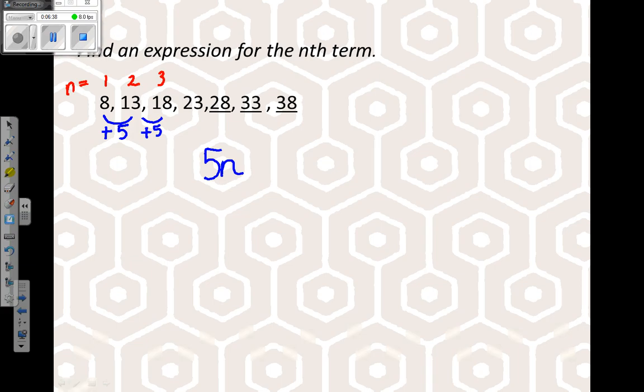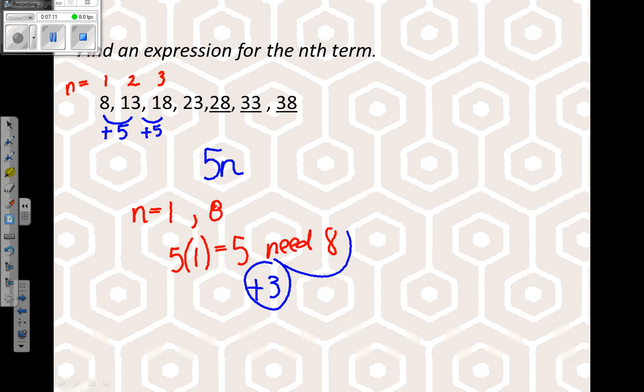So if I start with 5n, I want to go back and look at my first term. When n equals 1, who was in the very first spot in my sequence? I need 8. So I'm going to plug n equals 1 in for the n that I have, and 5 times 1 is 5. But I need 8. So what do I have to do to 5 to get 8? I have to add 3. So I'm going to take this value and put it back up here with the 5n and say plus 3.